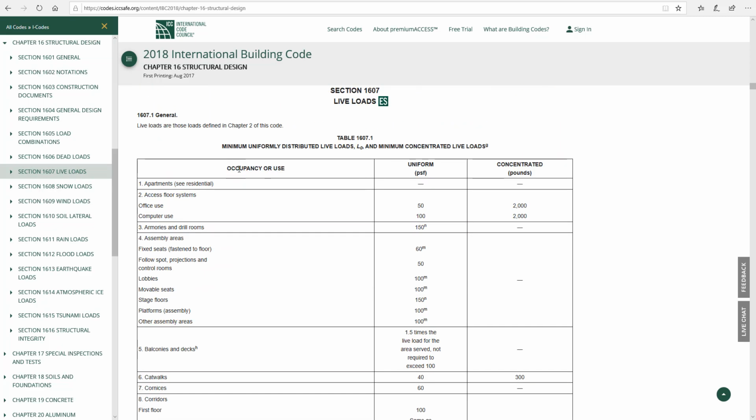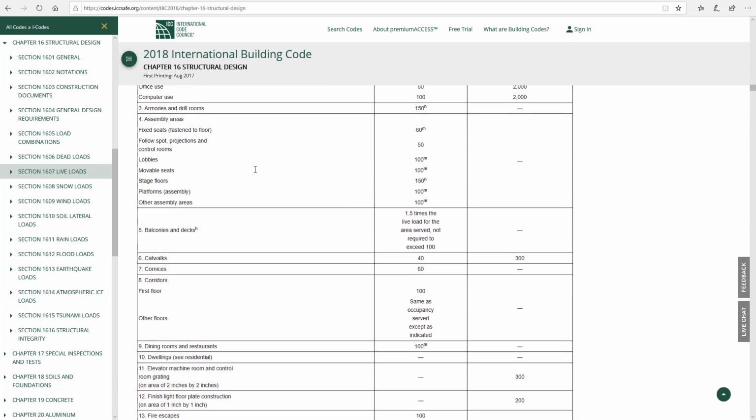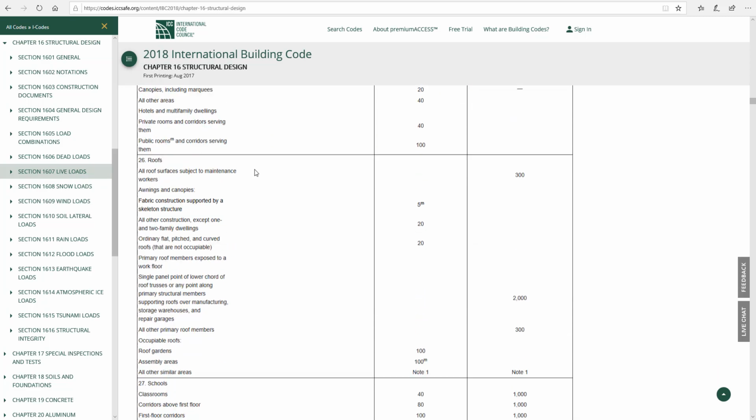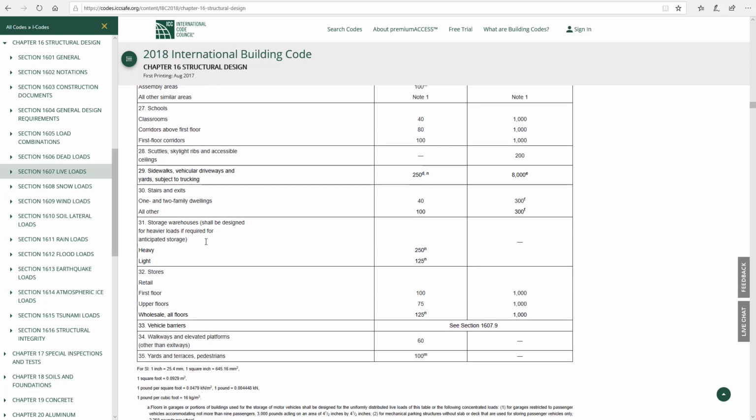And we will look for an occupancy that matches ours. If I scroll down here, see we have stores. Retail first floor is to be designed to 100 pounds per square foot minimum, and upper floors are to be designed for 75 pounds per square foot minimum.